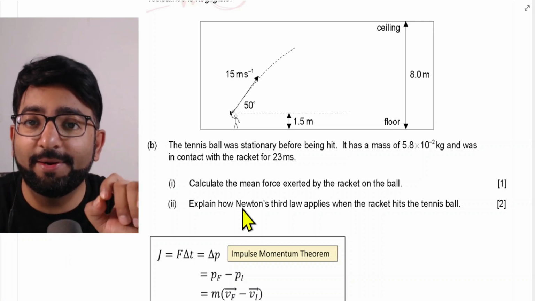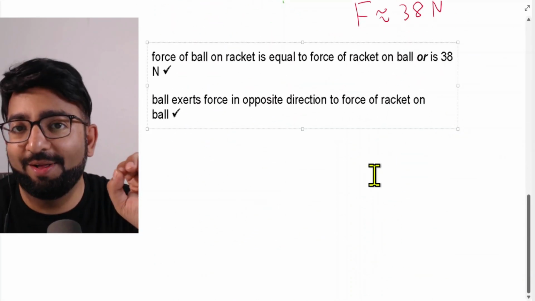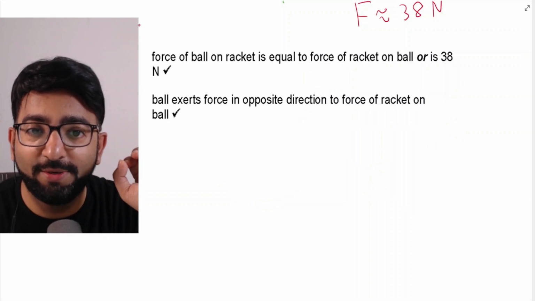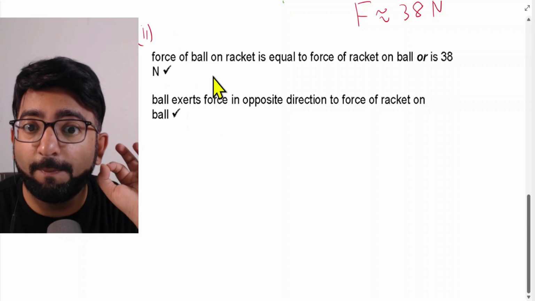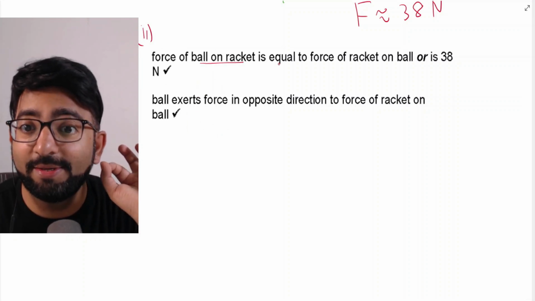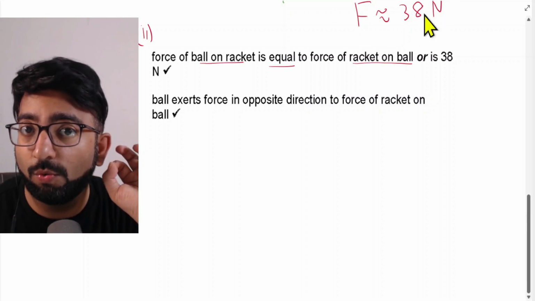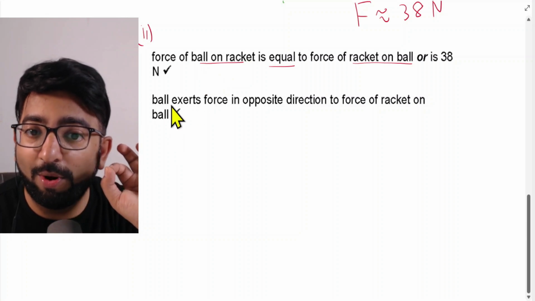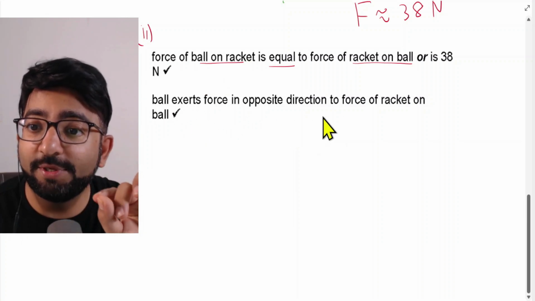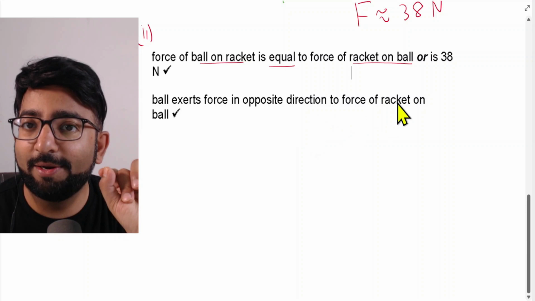So, how do you write that in statements? This is the official answer. So the second part of the question, how do we start? First, the magnitude. The force of the ball on the racket is equal to the force of the racket on the ball, and the value we had figured out was 38 newtons. So this was magnitude. Now the direction. The ball exerts a force in the opposite direction to the force of the racket on the ball.